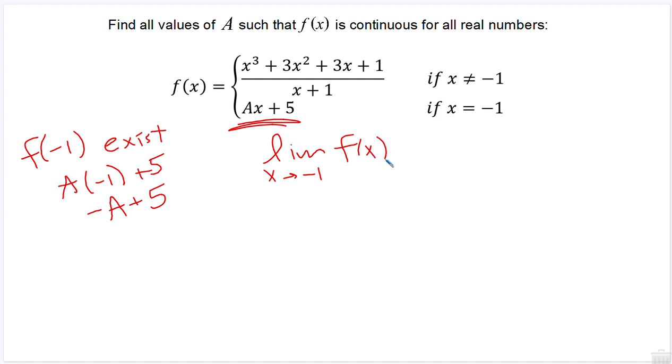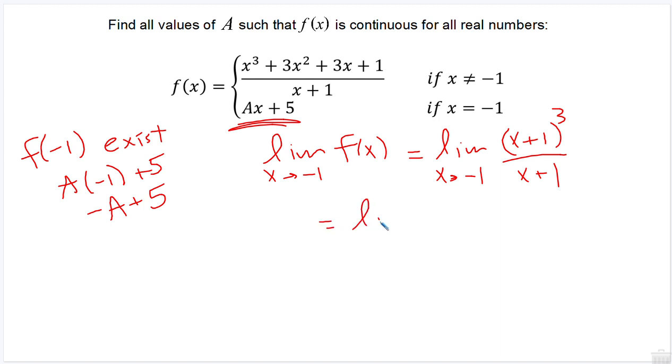Well, the limit as we approach negative 1 would be everything when x isn't negative 1, right? So we just need to deal with x cubed plus 3x squared plus 3x plus 1 over x plus 1, which we should know is just x plus 1 cubed over x plus 1. If I simplify that, I end up with x plus 1 squared, plug in the negative 1, and you get a limit of 0. So our limit is 0.